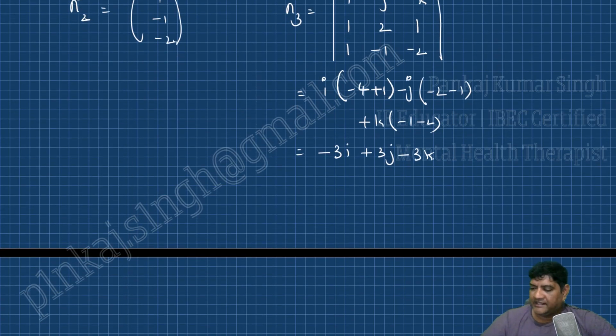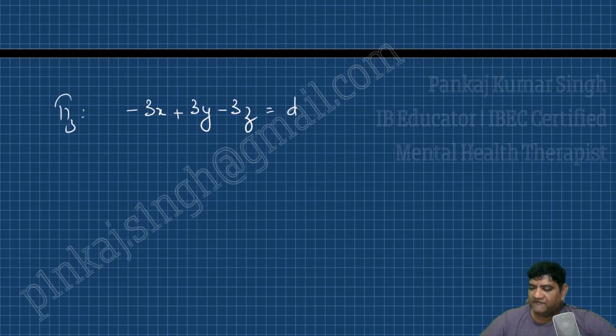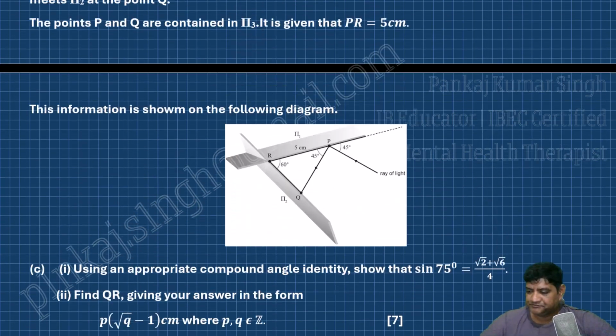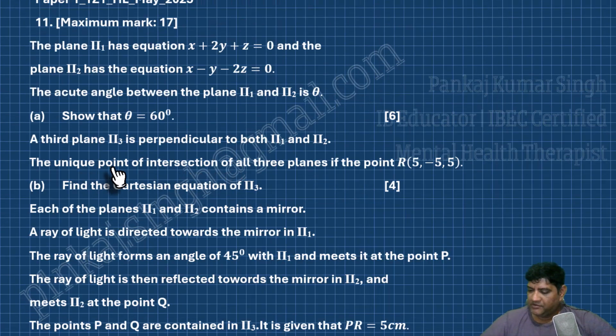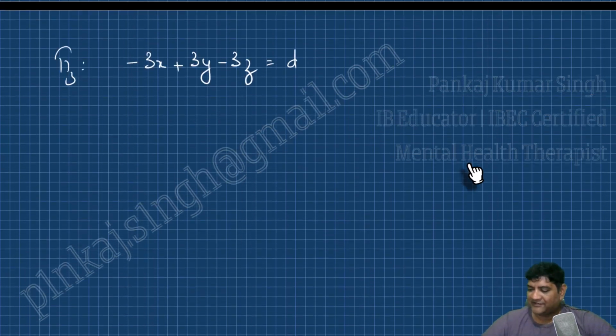So I can now say that the third plane, pi 3, would be minus 3x plus 3y minus 3z equal to some constant, let's say d. What I've also been told is that the unique point of intersection of all three planes is given to us as 5, minus 5, 5, which means that that point will also satisfy pi 3.